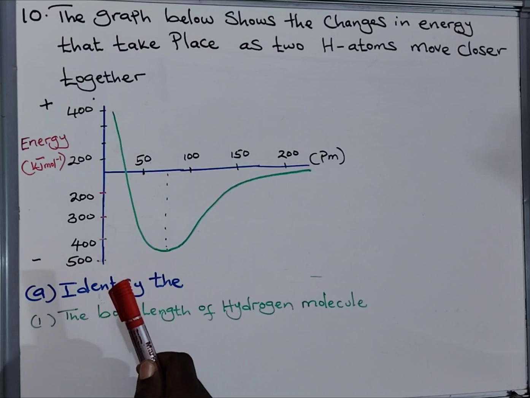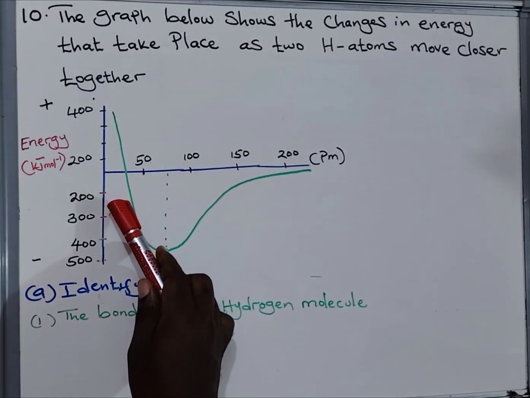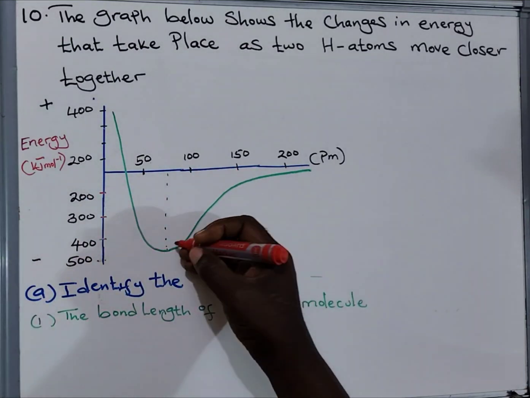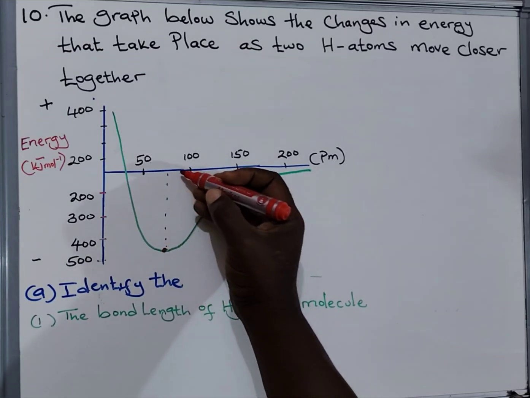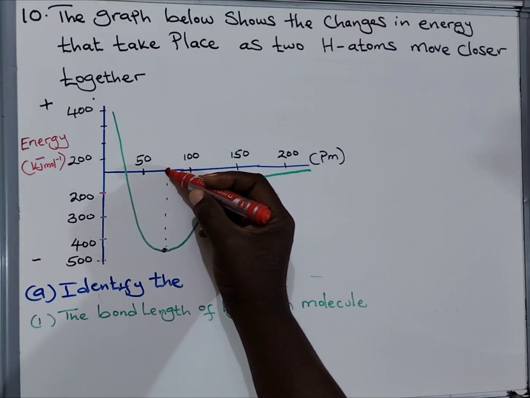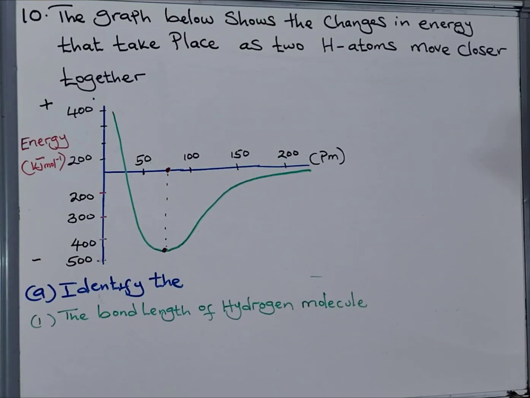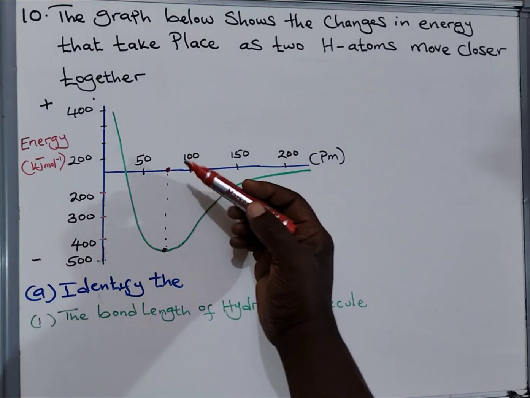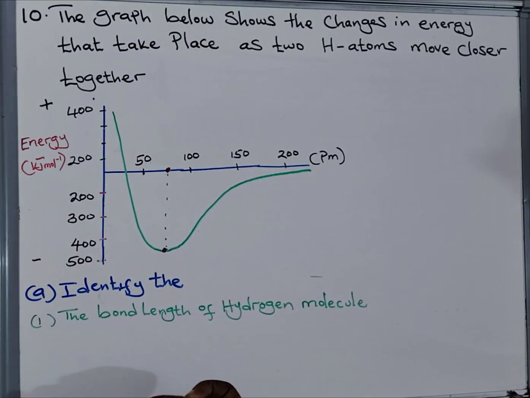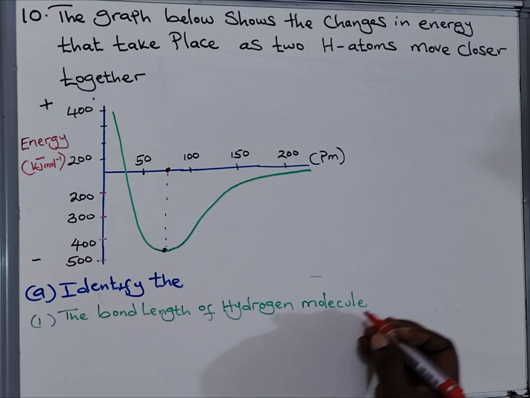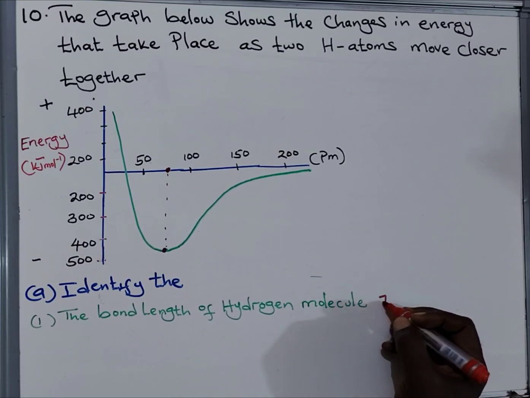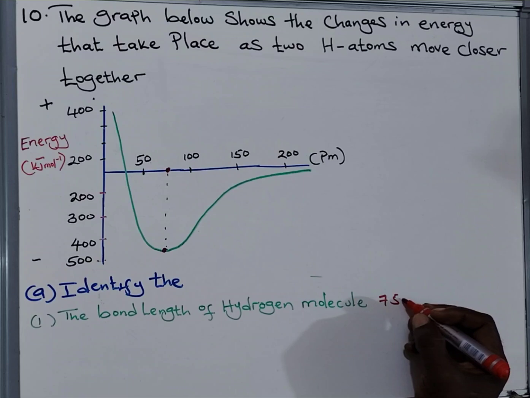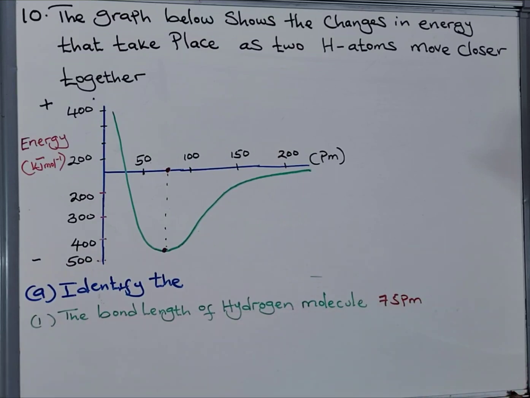So where do you find this? You find it on this axis, the x-axis. And the number which coincides with our downward peak here, that one, is what we call bond length. And as we can see, it's between 50 and 100. So approximately, the answer is 75 picometer. Picometer is times 10 power minus 12 meters.